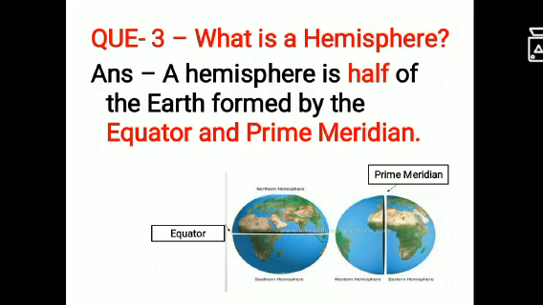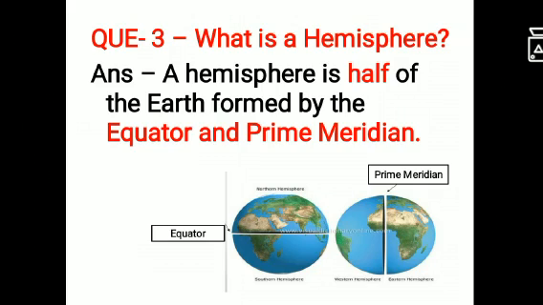Question 3, what is a hemisphere? A hemisphere is half of the earth formed by the equator and prime meridian. You know that equator is a latitude. So in figure 1, it is dividing our earth into two hemispheres. Top is the northern hemisphere and the bottom one is the southern hemisphere.